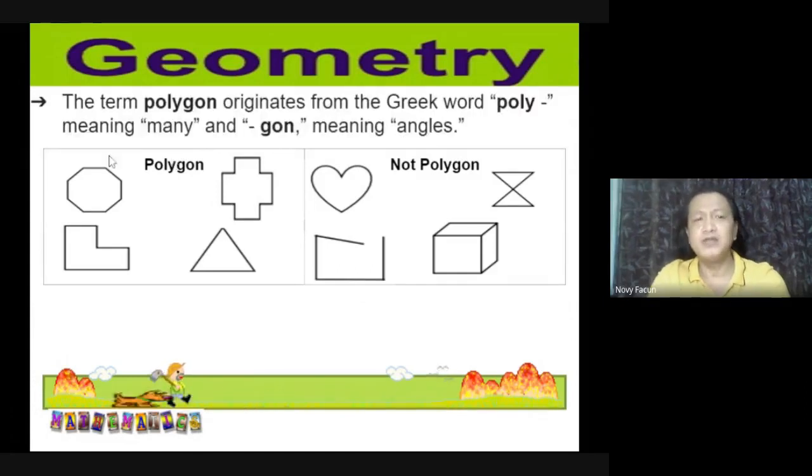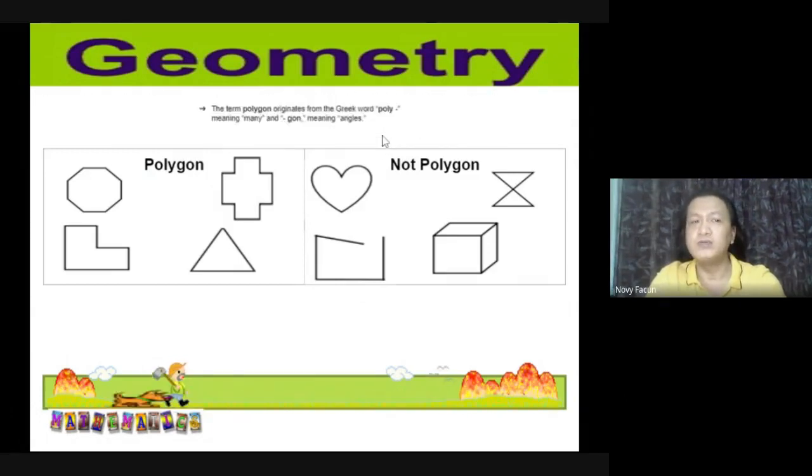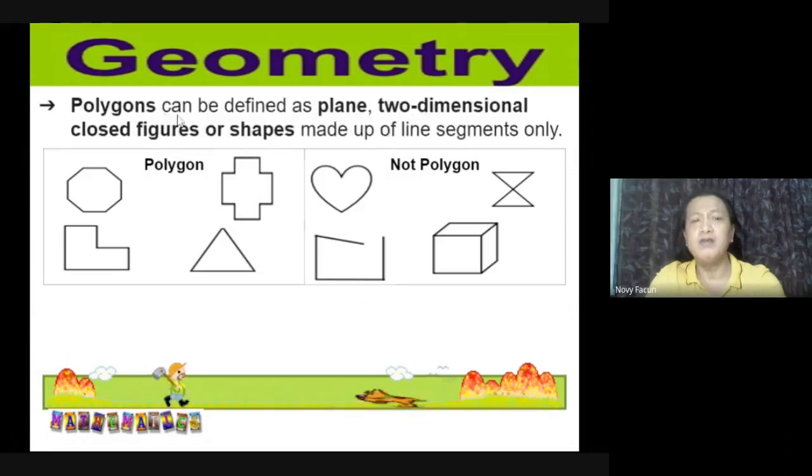So, with that, the term polygon originates from the Greek word poly, meaning many, and gon, meaning angle. So, madalas natin naririnig yung pagsabi polygon, many angles yan. And with that, so ano ngayon ang definition ng polygon? So, polygons can be defined as plane, two-dimensional closed figures or shapes made up of line segments only. Take note of the words line segments only. So with that, dito muna tayo sa polygon.